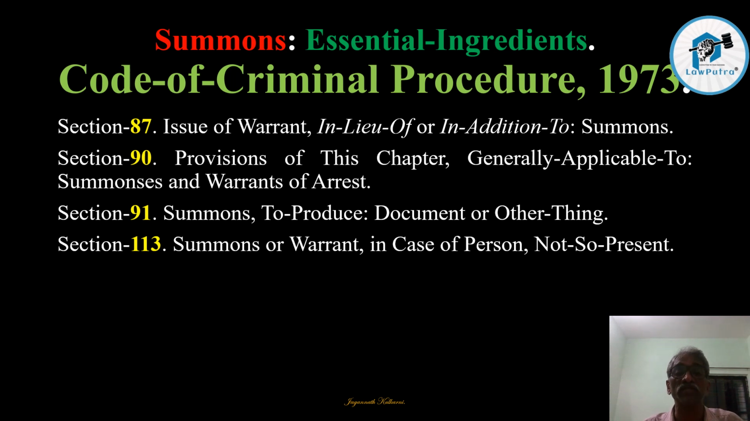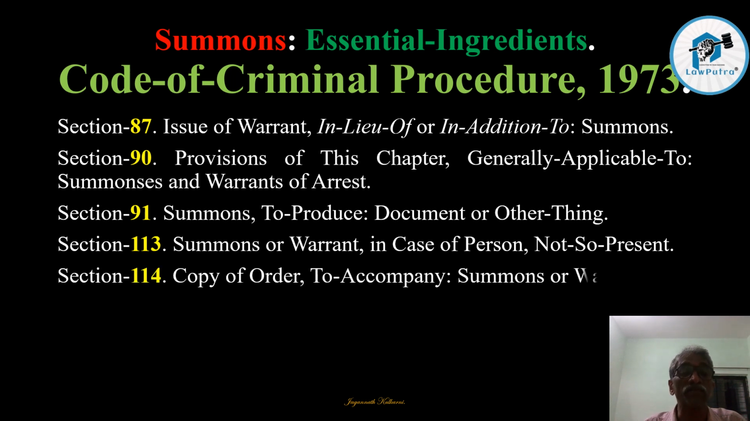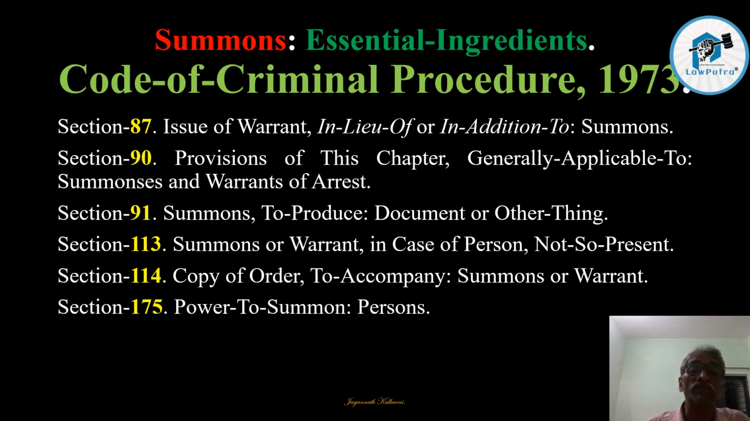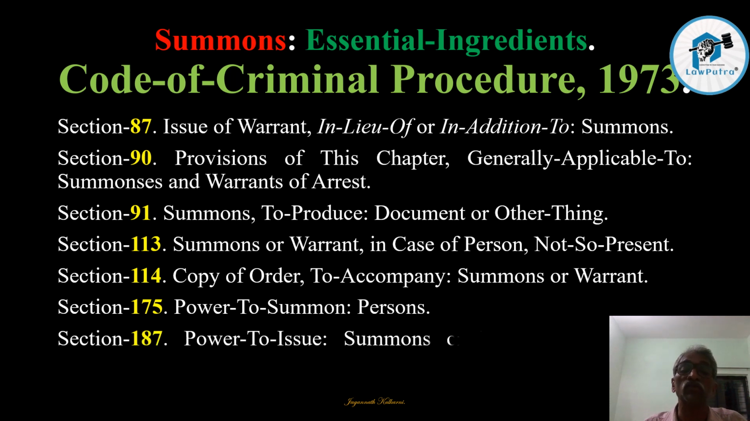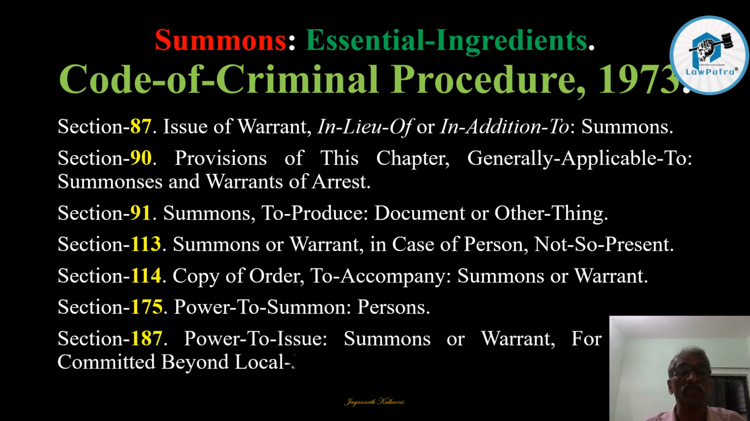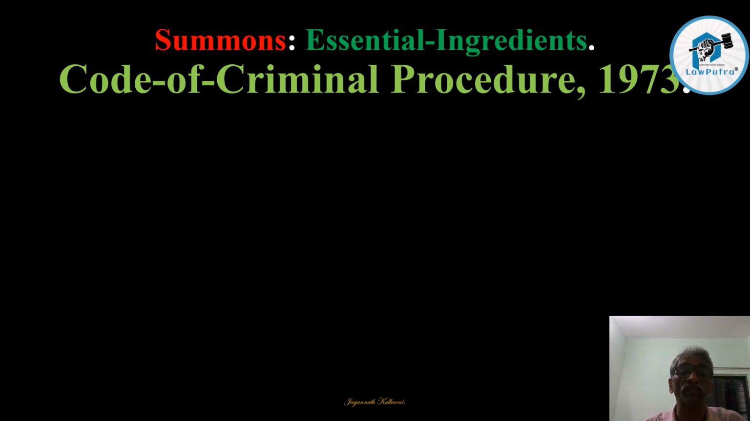113 talks about summons or warrant in case of person not so present. Then section 114 talks about copy of order to accompany summons or warrant. Section 175 talks about the power to summon persons. Section 187 talks about power to issue summons or warrant for persons committed beyond local jurisdiction.